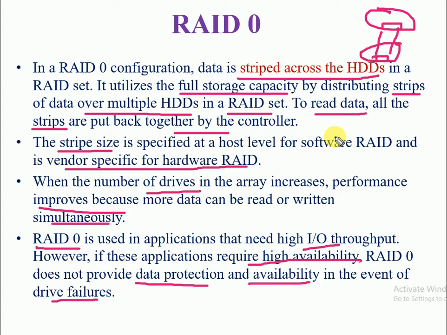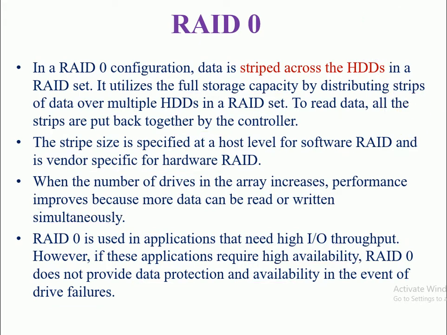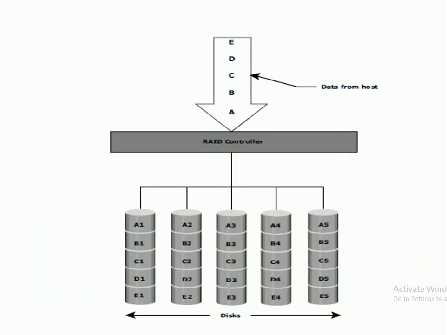Whenever we need to read some data, we access that particular strip. That is the procedure that we are following in the RAID 0 disk array. So this is the first category. Now we'll see the pictorial representation of the RAID 0 architecture.